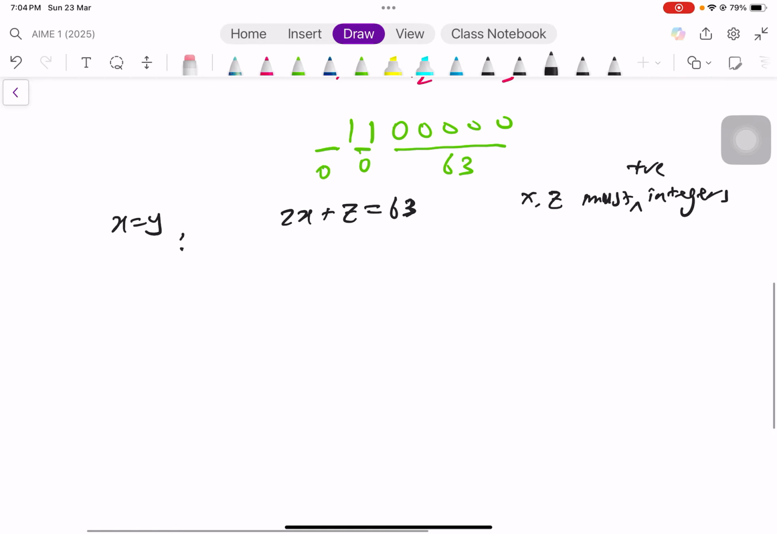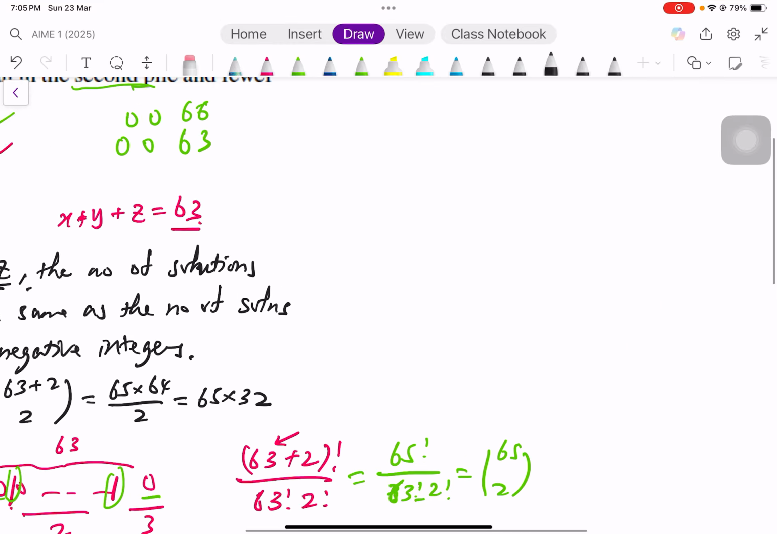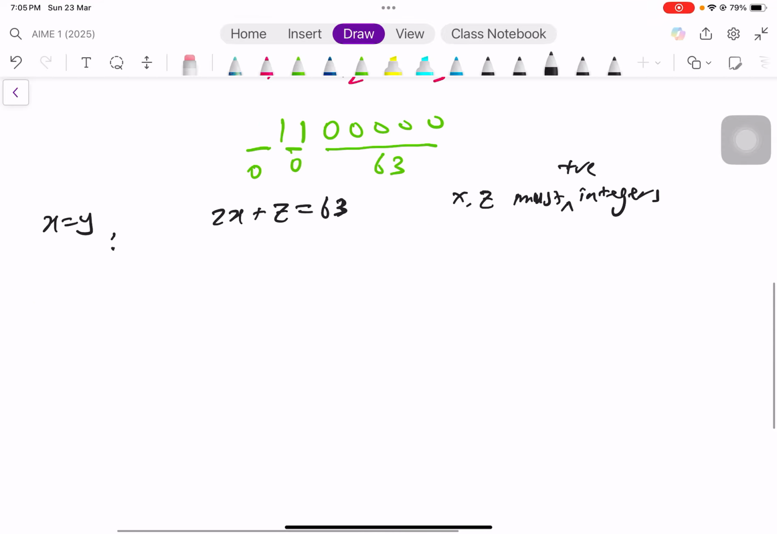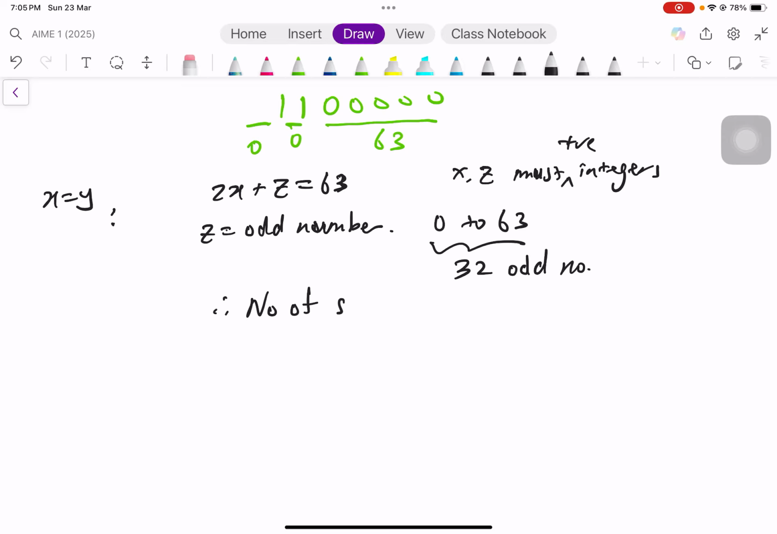Therefore, in this case, this implies that z must be an odd number. Therefore, you consider 0 to 63. How many odd numbers are there? From 0 to 63, you have 32 odd numbers. All right. Therefore, in this case, the number of solutions is just equal to 32, right?